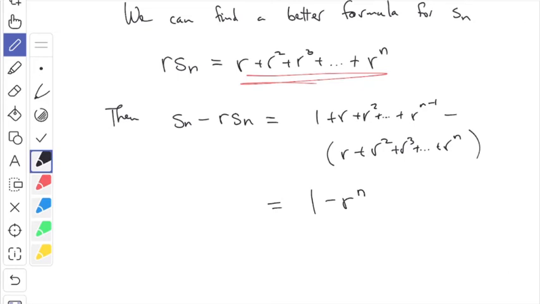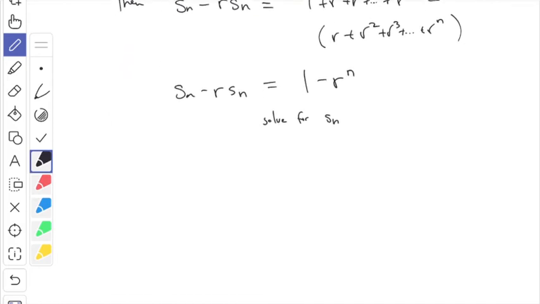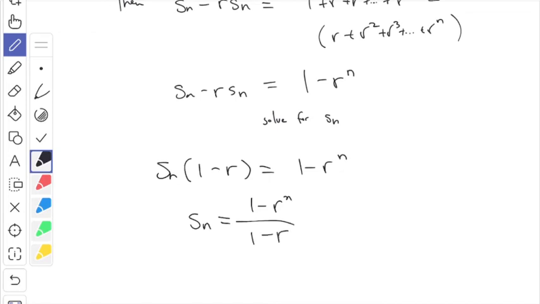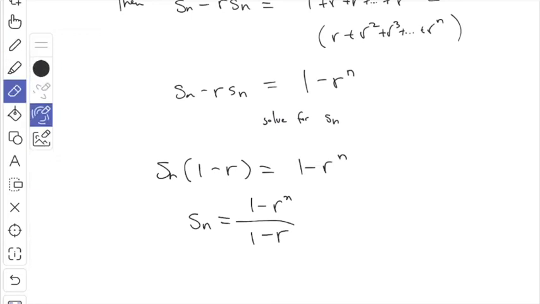Okay, great. I'm just going to write the left-hand side again. This is Sn minus r times Sn. And now we can solve this for Sn. And we get a different formula for Sn than what we started with, which is more useful. How would I solve here? I would factor on the left: Sn times 1 minus r equals 1 minus r to the n. And then I can solve. Sn is 1 minus r to the power n divided by 1 minus r. All right, that's an n up there. Make it a little clearer.